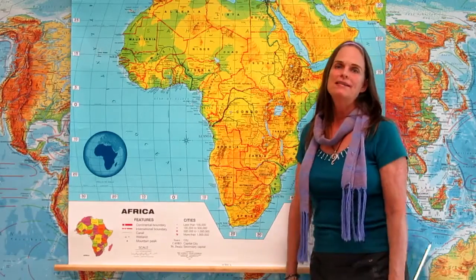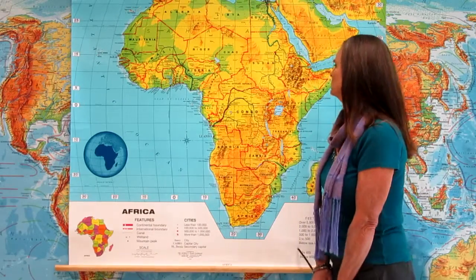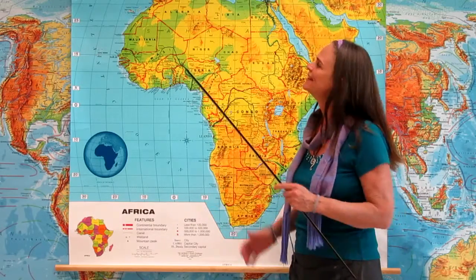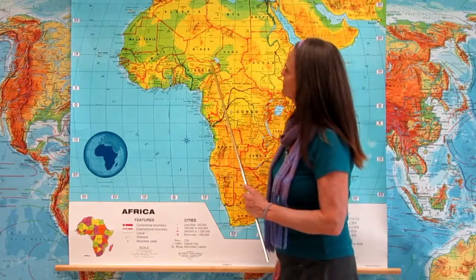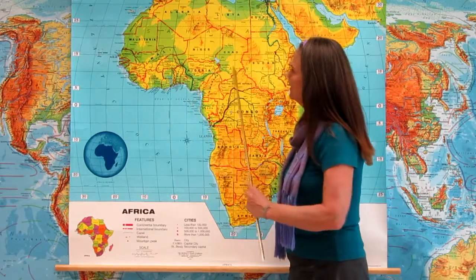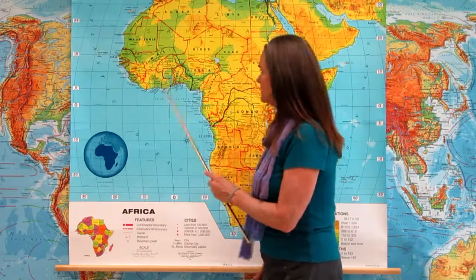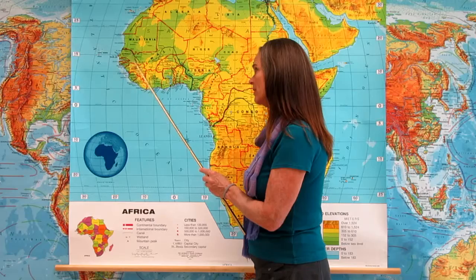Okay, so let's go ahead and run through the countries. You can do it. You can even say it aloud with me, okay? So we have West Africa right here. And then West Africa, starting at the top and going along the coast.